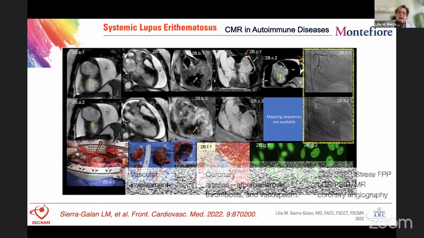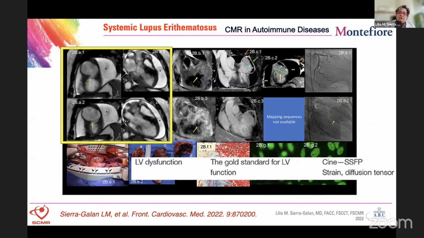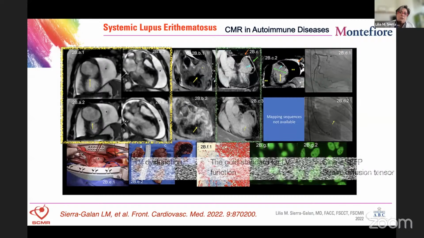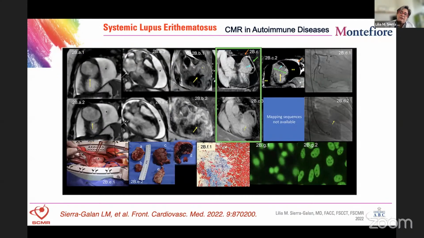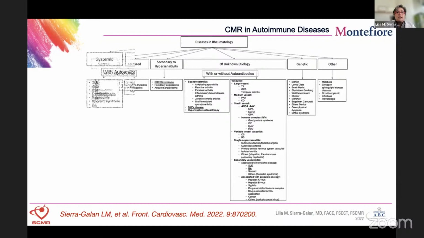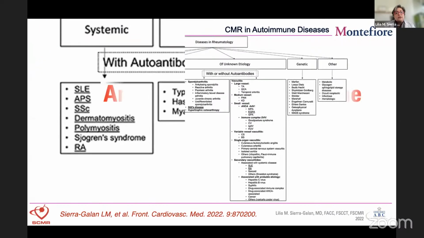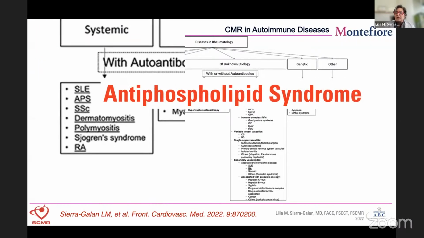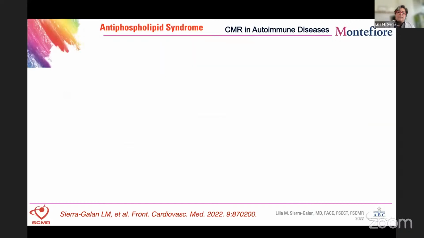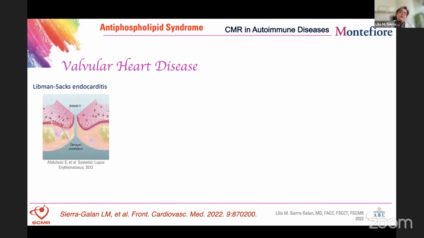And with that, we could evaluate all the parameters that we mentioned in the table. So let's go for the next one. The next one is going to be antiphospholipid syndrome. For antiphospholipid syndrome, we are going to see the different pathophysiology and all the components of the disease. Again, the valvular heart disease with Libman-Sacks endocarditis; you see that it is not unique to one pathology.